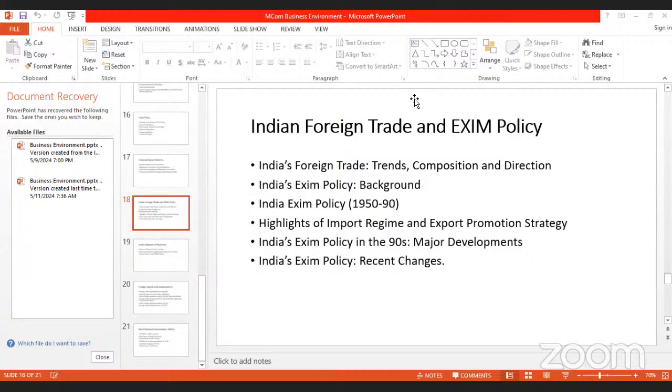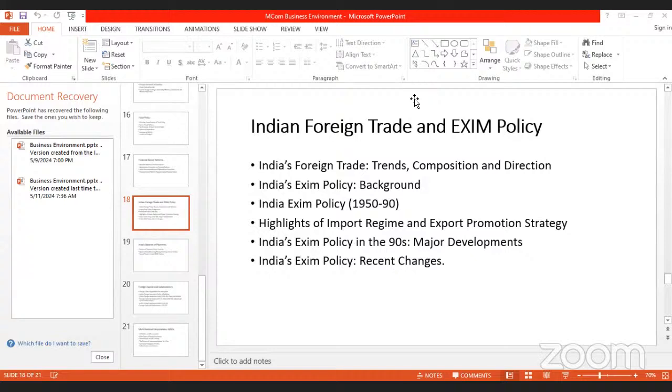Now we'll talk about directions. India's foreign trade direction reflects its global engagement. The first one is traditional partners. So who are the traditional partners of India's foreign trade? These are the USA, the European Union, and Japan. Now, the next one is emerging partners. Under emerging partners, China, the Middle East, Africa, and Latin American countries come.